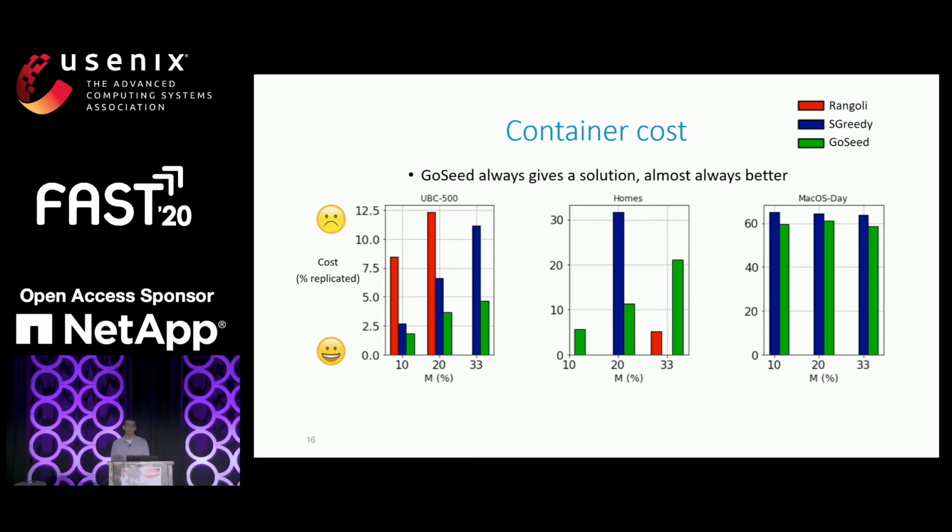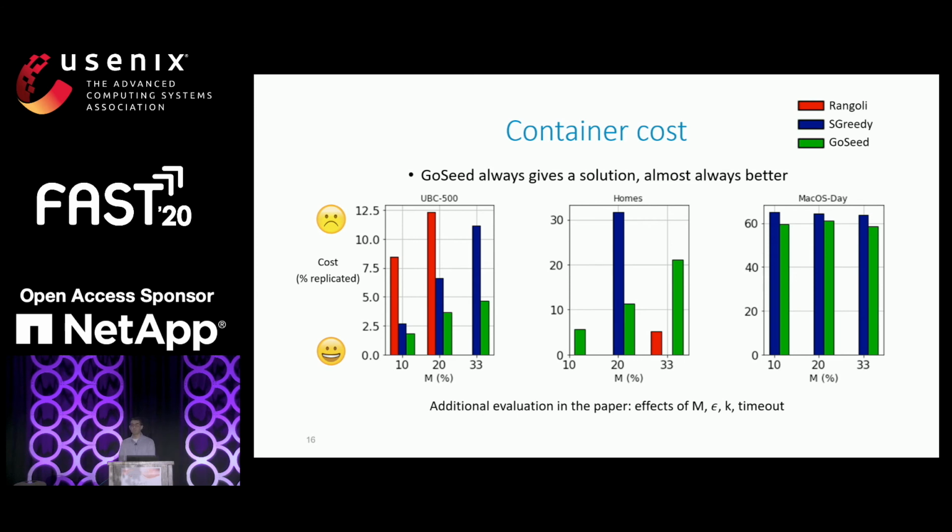Okay, and the last comparison we're going to look at is the container comparison, when we perform our seeding plan in the granularity of containers, which was the third acceleration method I presented. Here we're going again to look at the cost, and here we can see that GoSeed always finds a solution, and almost always it's better than other algorithms.